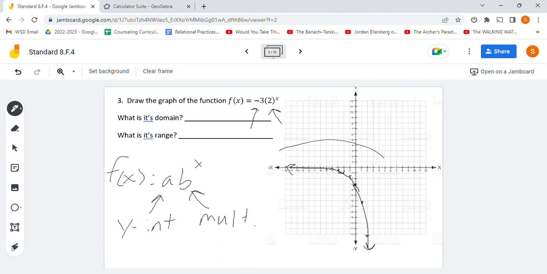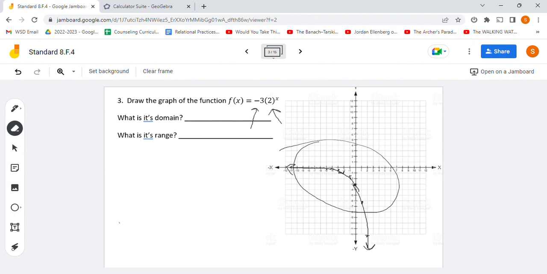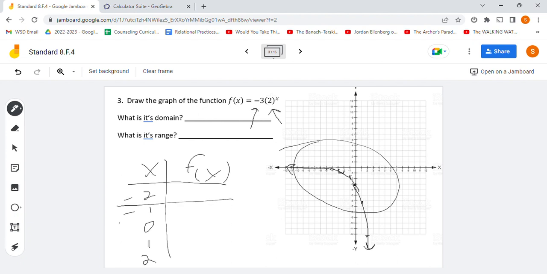If you weren't sure about all of these points, we could always default to having a table of values where we plug in some x and y values. So we get x and f of x. Pick some x values. Make sure you have some negatives. So -2, -1, 0, 1, 2. That should give you enough points. And then take those x values and plug them into this equation. Then you could use a calculator. If you did that, you would get the values that we got over here when we were using that pattern for multiplication. So I'm not going to redo that, but that is another option that you could use to complete this task.